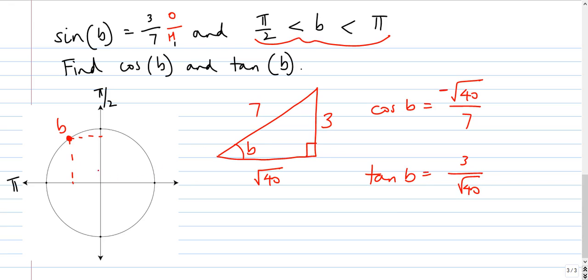And again, b is in the second quadrant, and in the second quadrant, tan values are negative, so I'm going to put a negative. So just by actually drawing up a right angle triangle, it's a lot quicker than doing it using the identity. So you've got two methods there that can work for you.